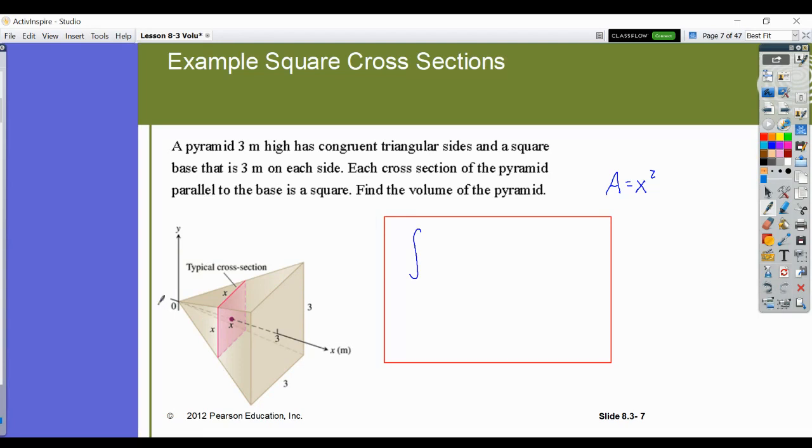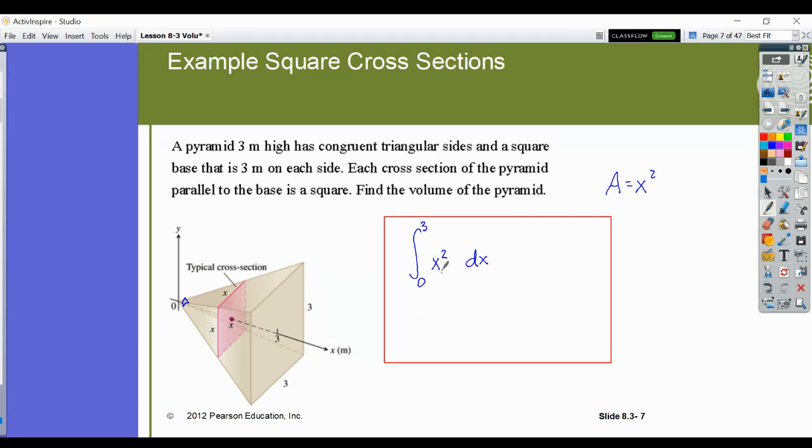Because the smallest little square I have up here would be 0 by 0, which is kind of silly to even think about drawing. And then the biggest one, when I get down to this end, will be 3 by 3. So I'm going to integrate from 0 to 3, and my formula is x squared. So I need to integrate from 0 to 3, x squared dx. And that's pretty much it.